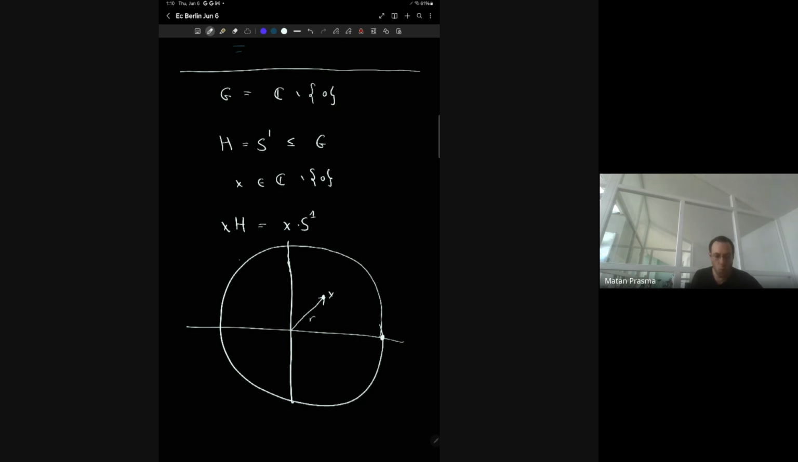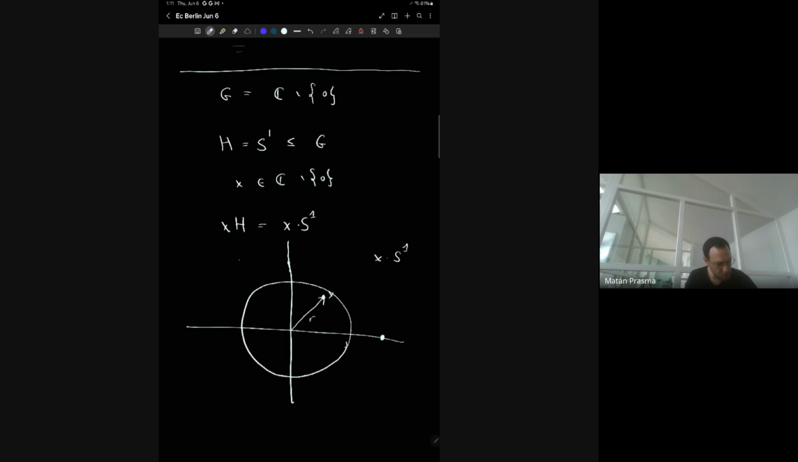Also, when you multiply two elements here, this is like x times 1. But the radius here is actually R. I drew it wrongly. Now I take the circle with radius R, and this is not closed under multiplication. Because you take two elements, you multiply them, the radius is being multiplied, so you don't get a new element on this circle.